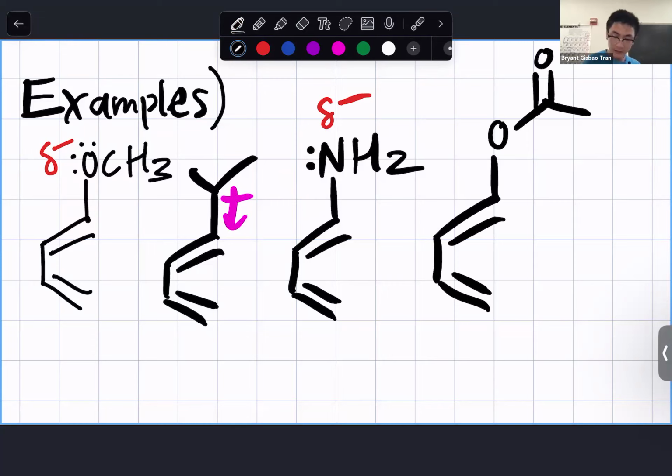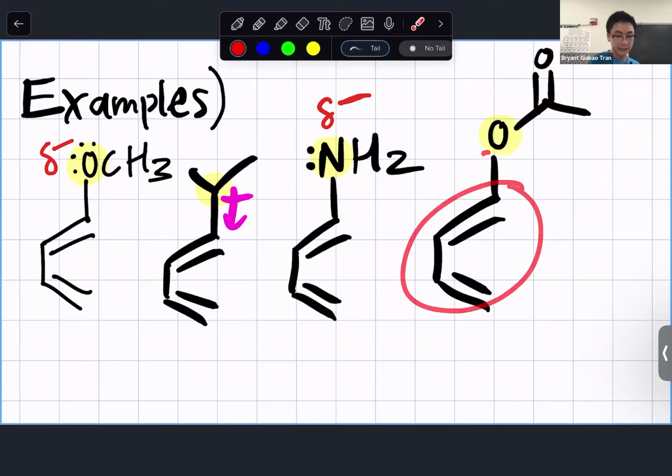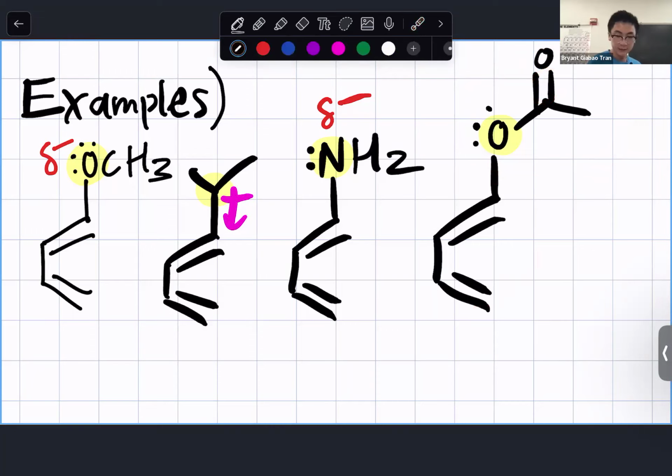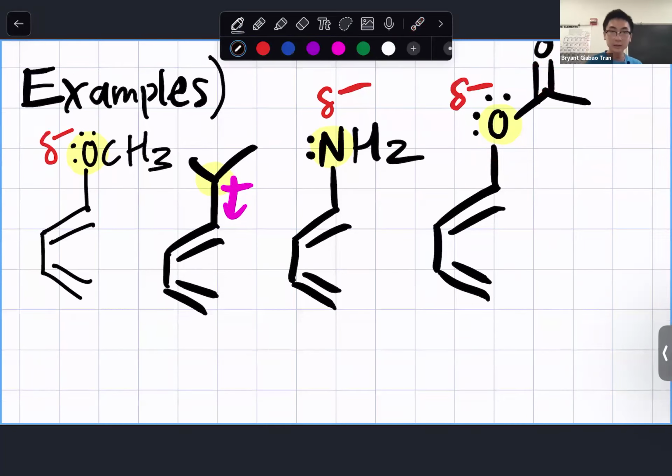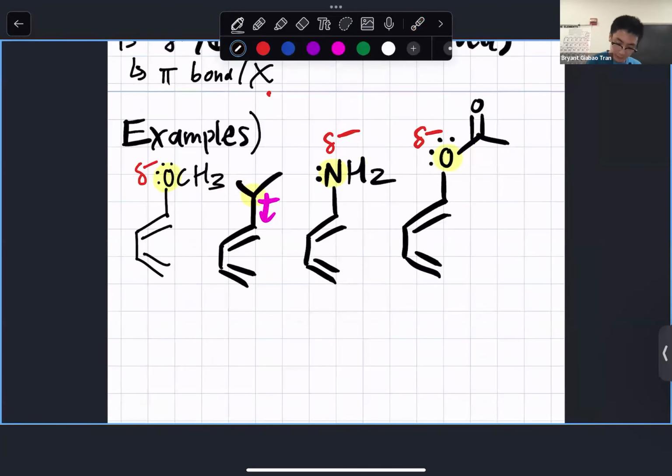So be careful here, because the atom that you are focused on is the first atom directly attached to the system. Some people might say this is an EWG because they see a pi bond there, but that pi bond is not the first atom attached to the system. The first atom attached to the system is this oxygen here that has electrons and partial negative. So that's an EDG. Now let's look at EWG examples with the dienophile.